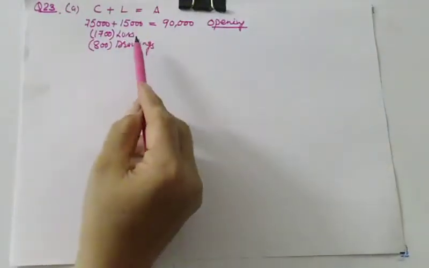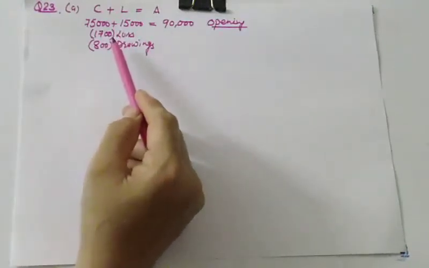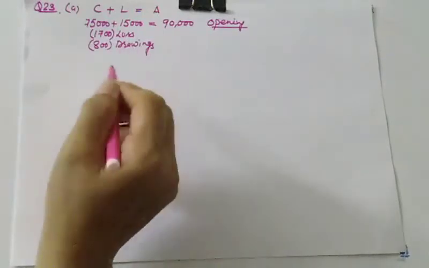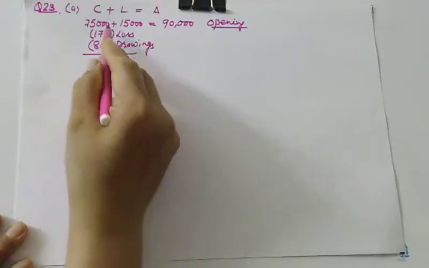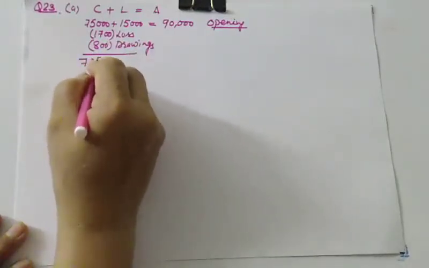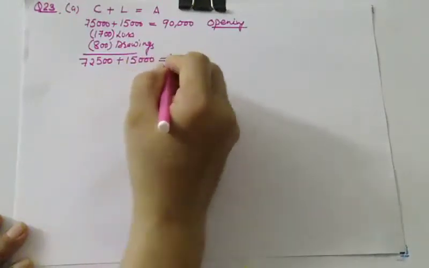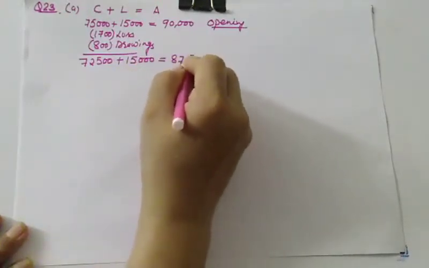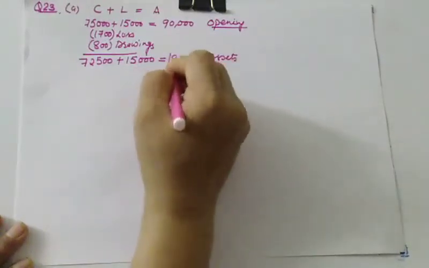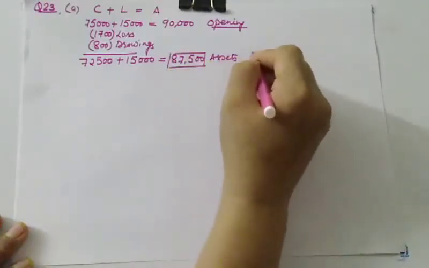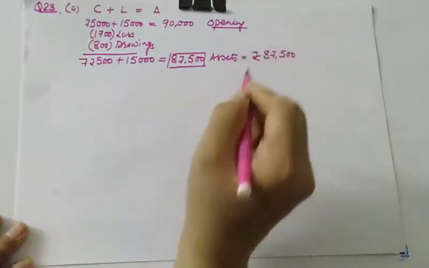And one more thing, we are not doing the accounting equation, otherwise we need to show the impact on both the sides. We are calculating missing figures only. So if you deduct both of these from the capital, this will be 2,500, so it is 72,500 plus 15,000, so this will give you 87,500 as the value of assets. So your closing assets will be 87,500.